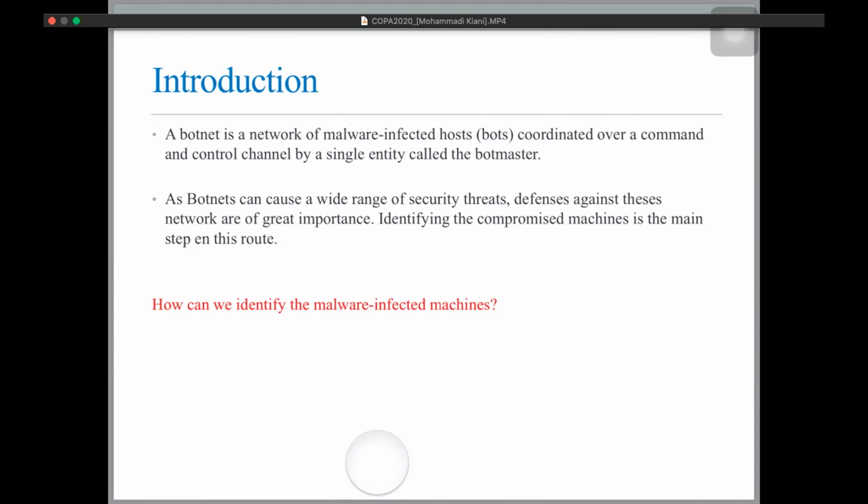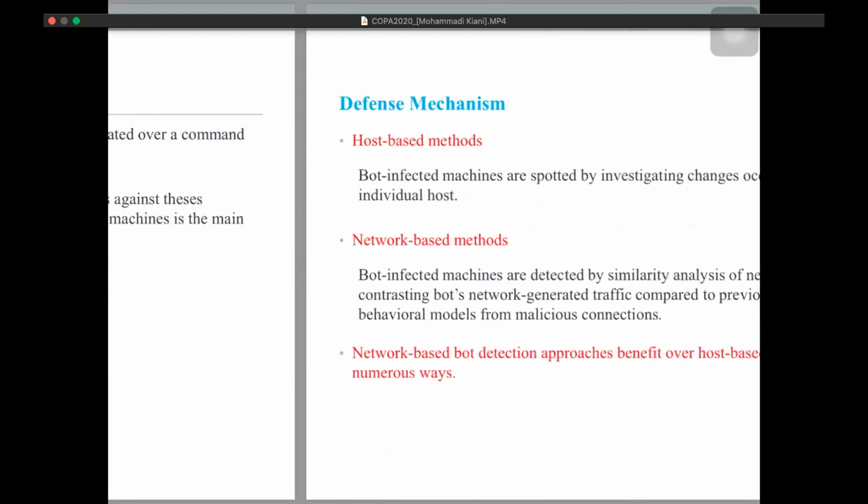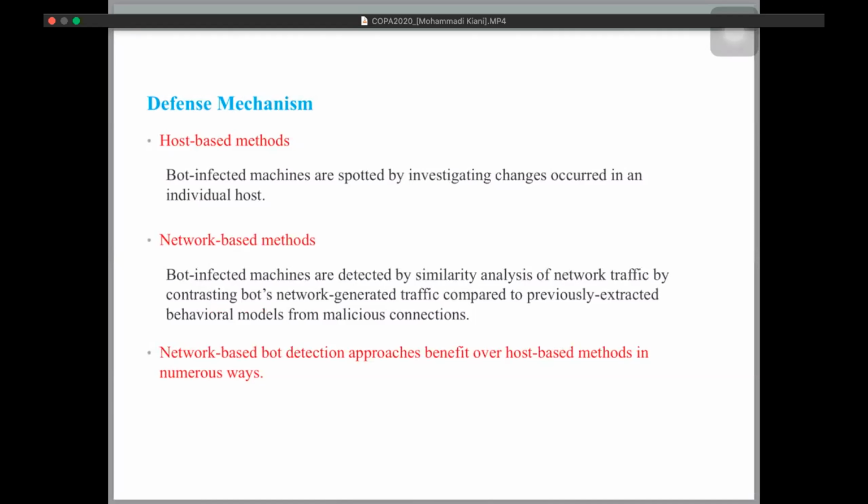Thereby, rapid detection of botnets is of great importance to eliminate security threats rooted in this network, and the first step in this route is identifying bot-infected machines. Methods for identifying bot-infected hosts are divided into two main categories. The first category is host-based methods, used to spot bot-infected hosts by investigating changes occurring in an individual host, such as creating a new file, opening a port, or changing the computer registry.